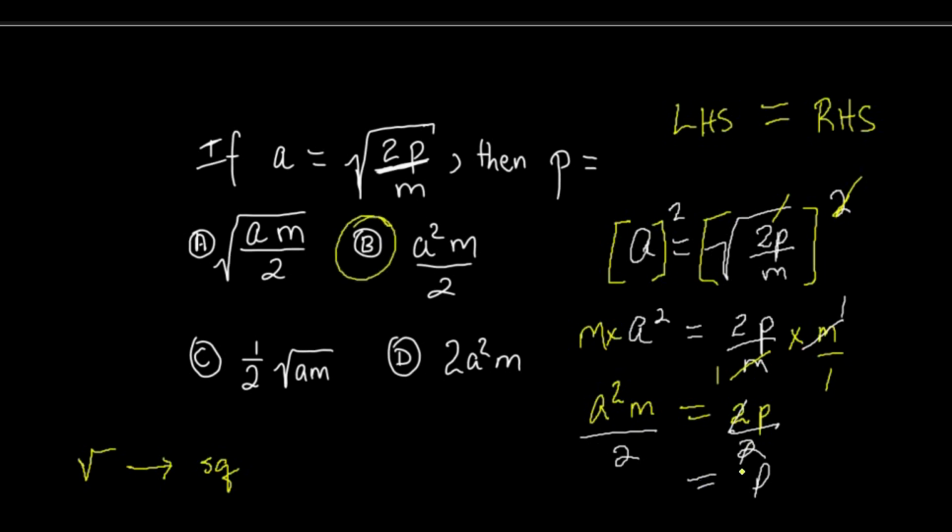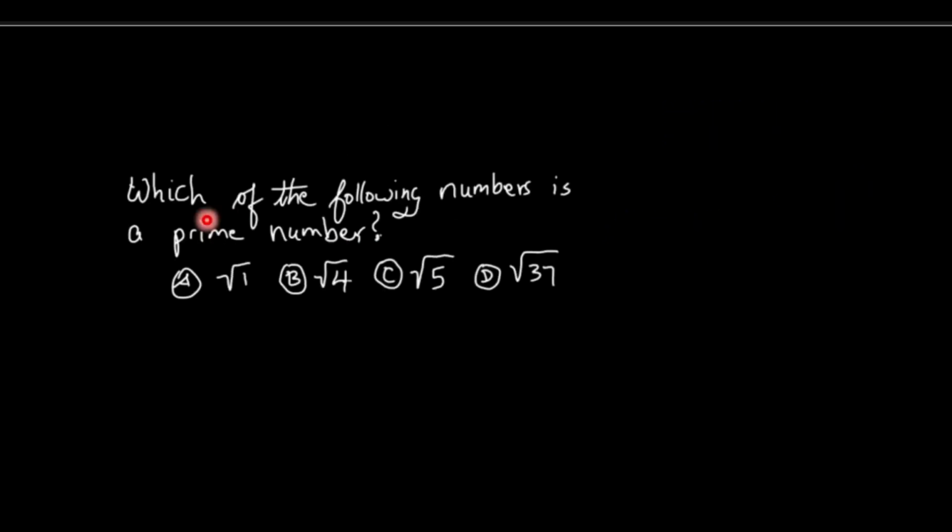All right, so P is equal to a squared m divided by 2. Which of the following numbers is a prime number? So the first thing we want to keep in mind is that a prime number is a number that has two distinct factors. So if we think about the first set of numbers, like for instance 1, it's not a prime number. Why? Because 1 only has one factor, itself. Even if you want to say it's 1 times itself, it's still only one factor. We want two distinct factors. So distinct means two different factors.